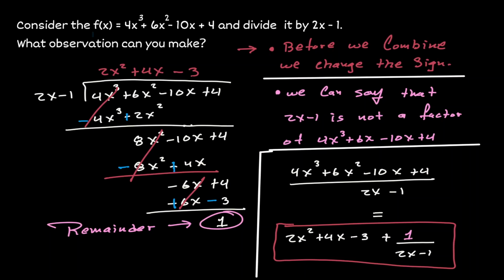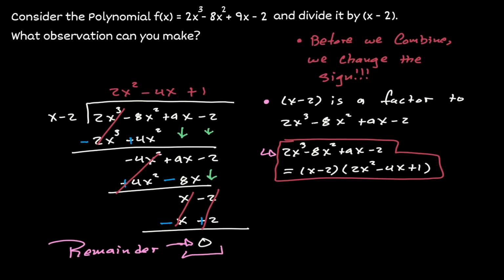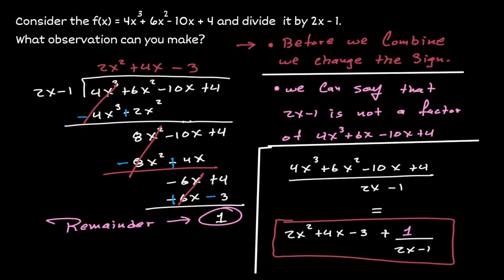So notice how much information the remainder can tell us. If the remainder is 0, then we know that the denominator is a factor. So we can factor out the expression that we started with. And that factor is the denominator times what we found throughout the process of long division. And if the remainder is not 0, then we can say that the denominator is not a factor. And if we want to rewrite the whole division, we can do so by obtaining the expression that we got throughout the process of long division, plus the remainder divided by what we were dividing, which in this case is 2x minus 1.